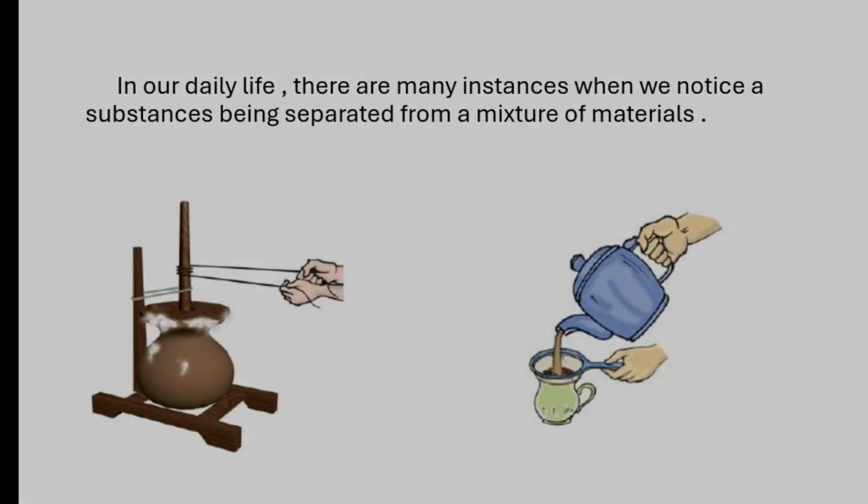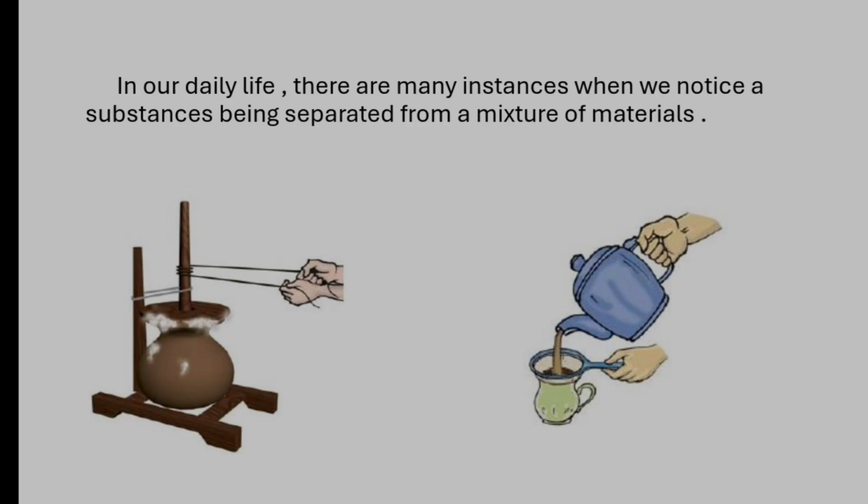In our daily life, there are many instances when we notice a substance being separated from a mixture of materials. For example, the tea leaves are separated from the liquid with a strainer while preparing the tea, and the grain is separated from stalks while harvesting. Likewise, the milk or curd is churned to separate the butter.